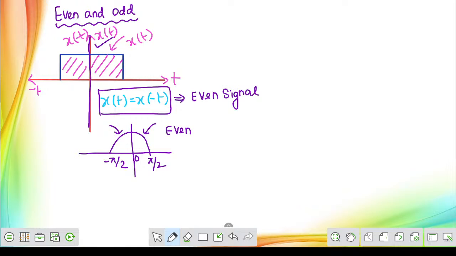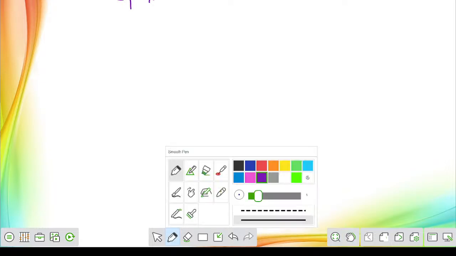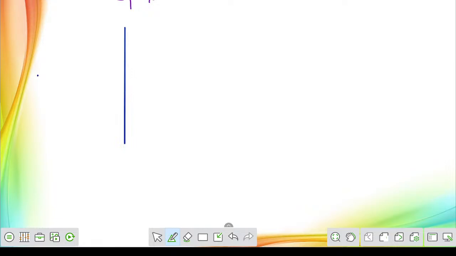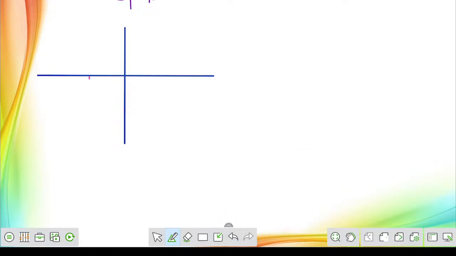If it is anti-symmetric with respect to the y-axis, then that signal is called an odd signal. Anti-symmetric means, I will show you. For example, let us consider the x and y axes. And when we try to draw the waveform pattern, suppose it is given like this, it is running up to here.